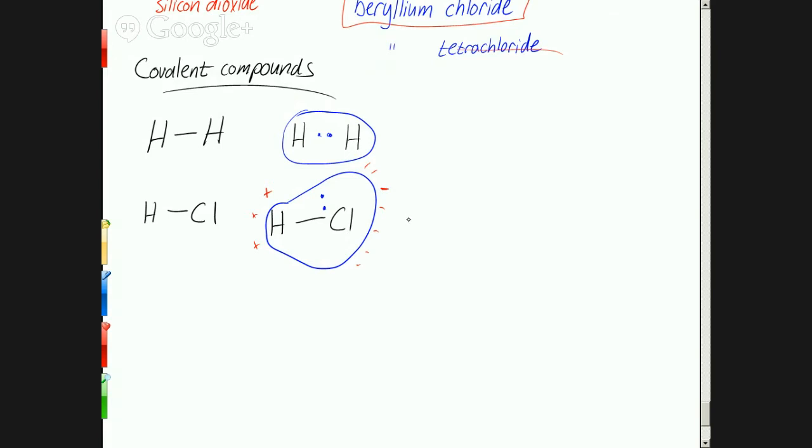We call that a polar bond. Polar meaning having poles, like positive and negative poles. So in a polar bond, you're going to have a negative side and a positive side. And the opposite of that, when you don't have that difference, is called a nonpolar bond.